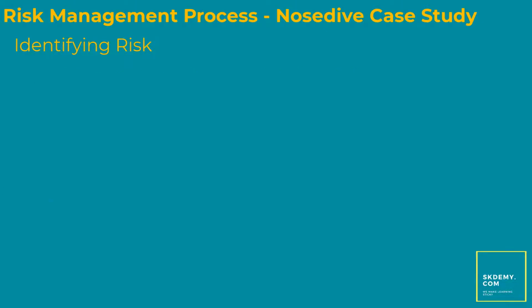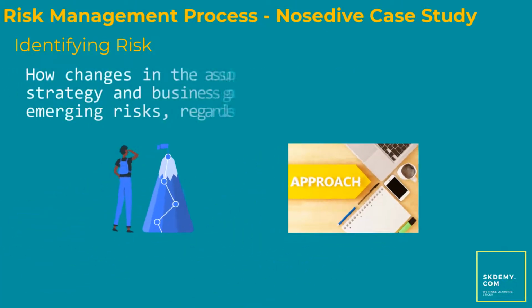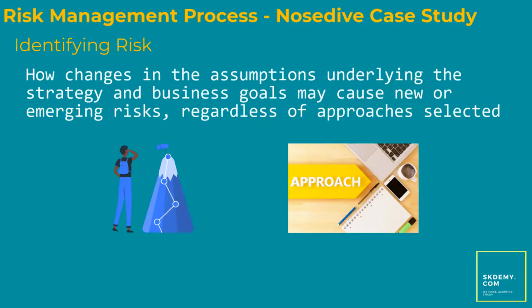An organization examines how changes in the assumptions underlying the strategy and business goals may cause new or emerging risks, regardless of approaches selected. In one case, for example, management assumed an interest rate lower than 5% for the next foreseeable future for the loan to be obtained for working capital. But the actual interest rate got increased to more than 7%, creating a new risk of fulfilling overall profitability objectives.